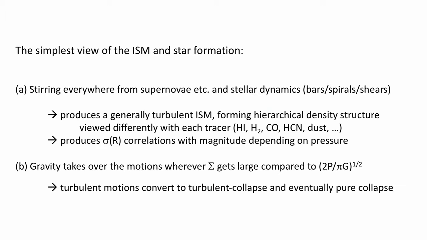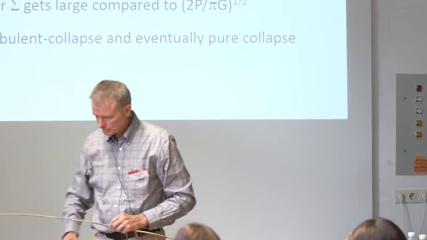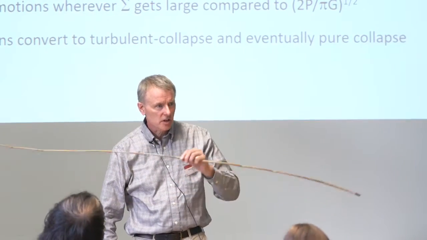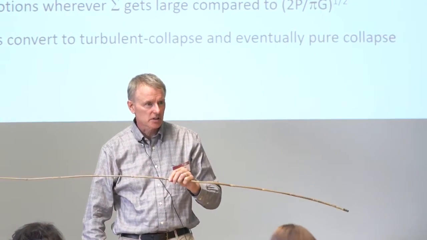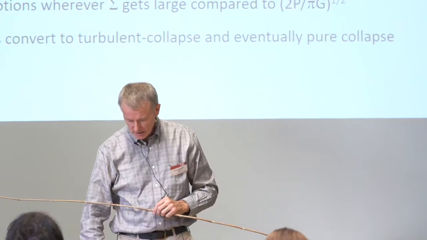That produces correlations, like the size-line width, with the magnitude of the correlation depending on pressure. And then gravity takes over here and there, wherever the column density gets large compared to the square root of P over G. When gravity takes over, the turbulent motions convert to turbulent collapse-type motions and eventually collapse. So it's stirring, turbulence, correlations, in certain places gravity. So let's look at triggering.